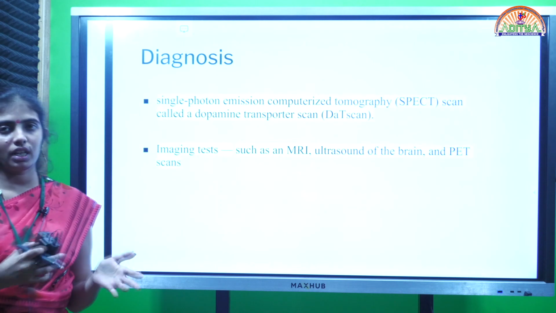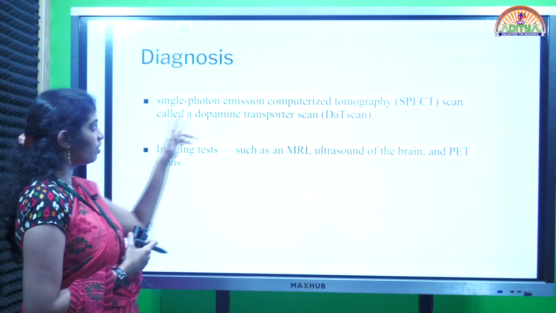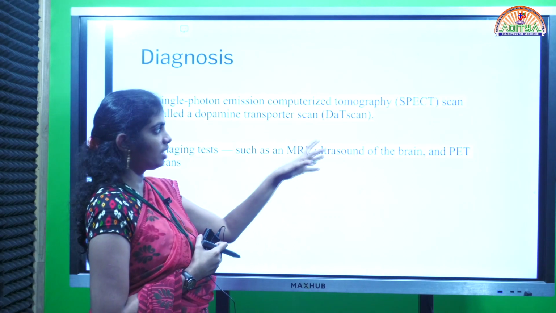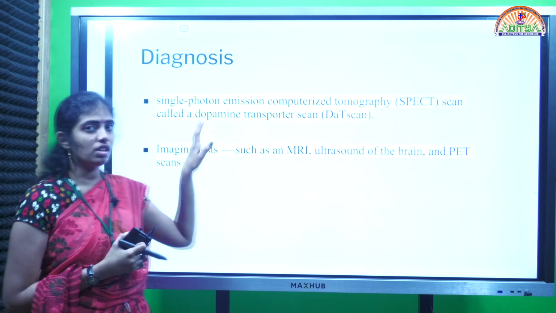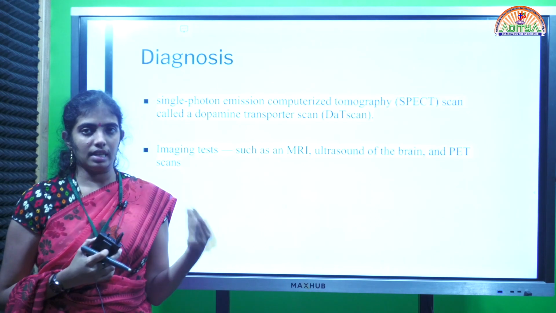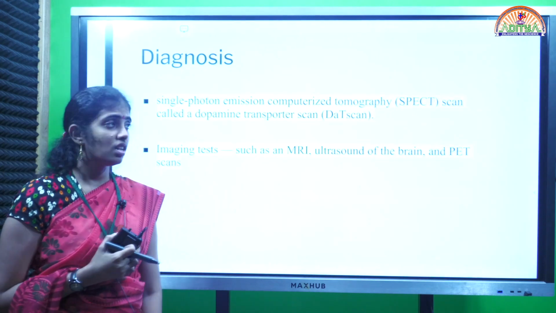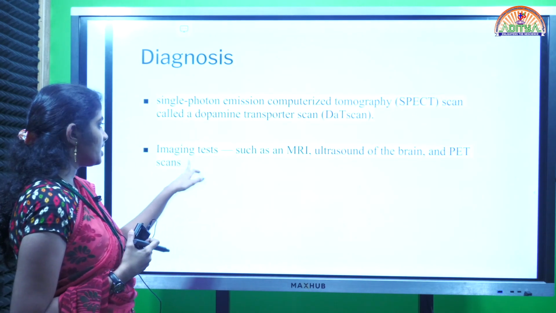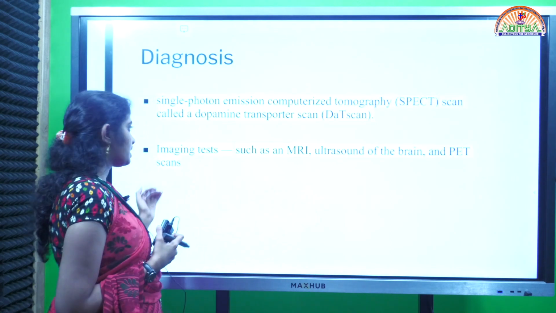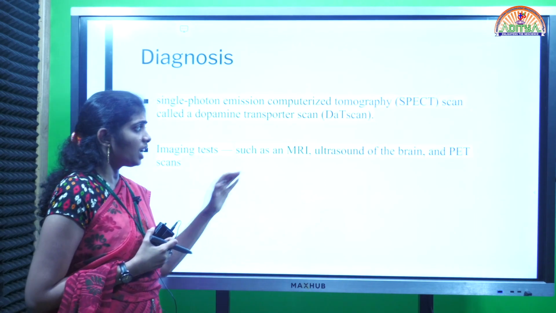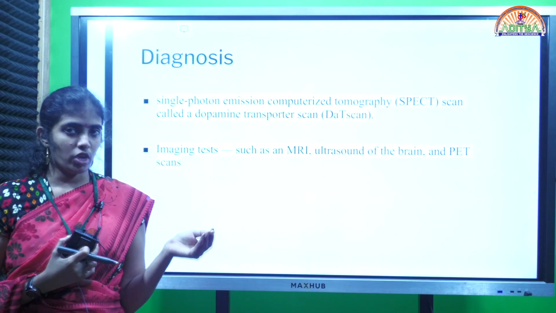And next, coming to diagnosis, we'll take two types of diagnosis. First one is the single photon emission computerized tomography scan, which is called the dopamine transporter scan. Here we will know how dopamine is released, or whether there is any destruction of dopamine neurons. And next, imaging testing like MRI, ultrasound of the brain, and PET scans. With MRI and ultrasound of the brain we will see the presence of Lewy bodies.